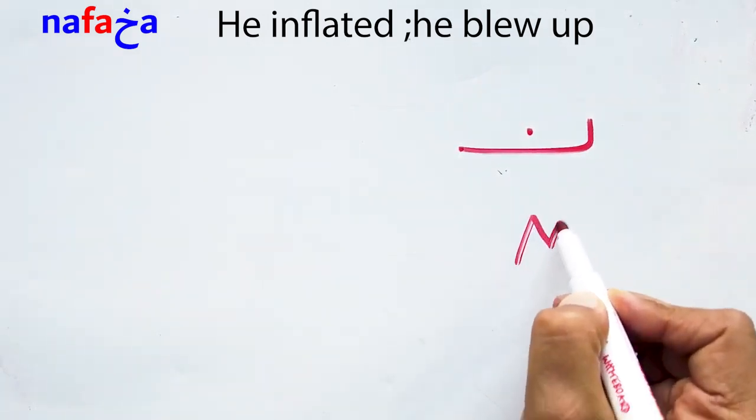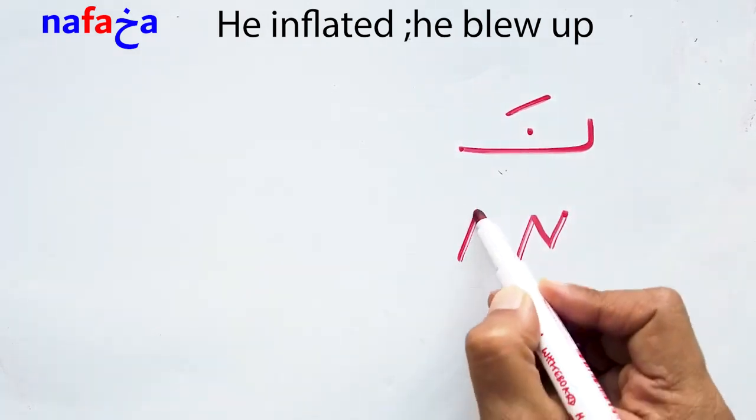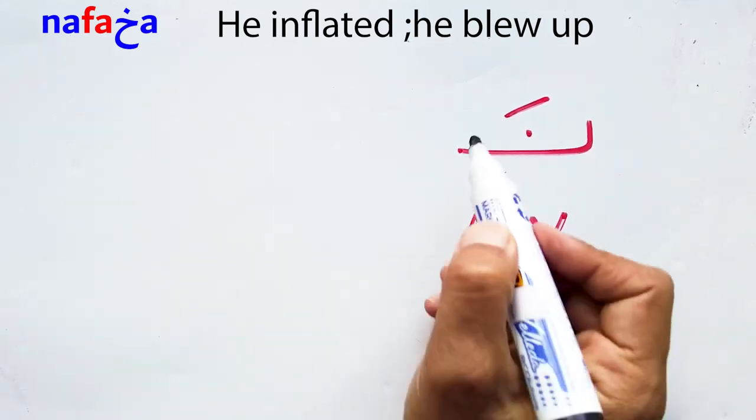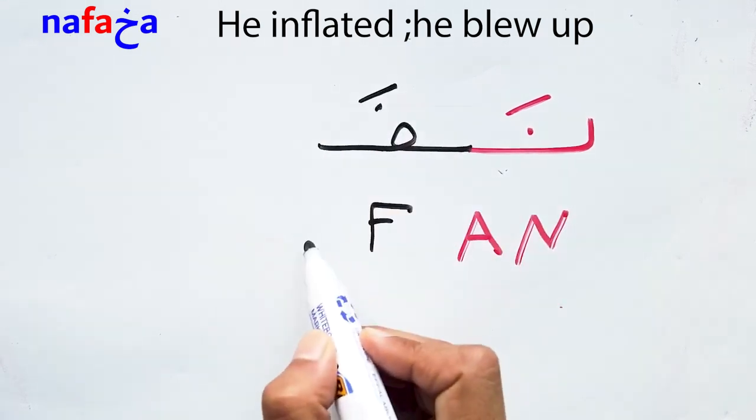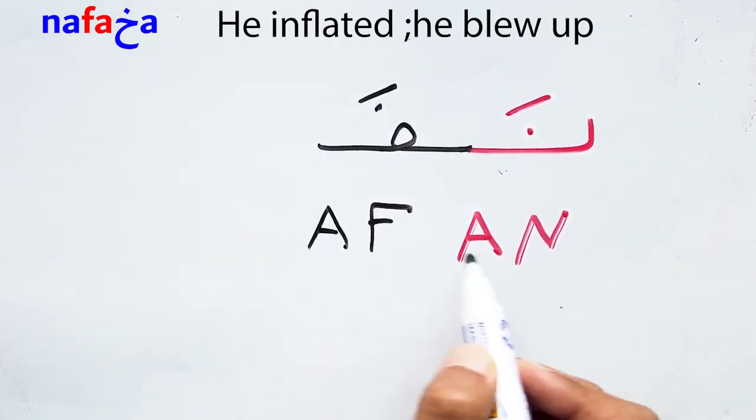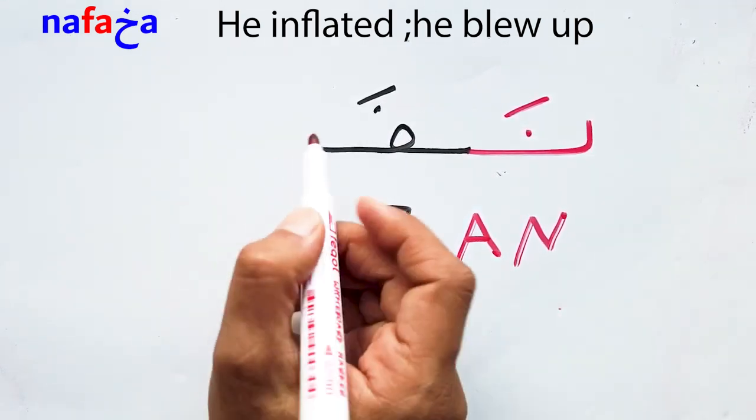The next word is نفخ. The sound of N, right? Na, the sound of A. Then f, the sound of F. With fatha, it sounds like A. Na fa.